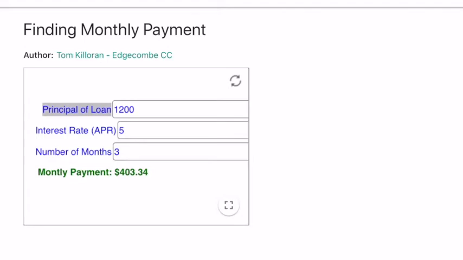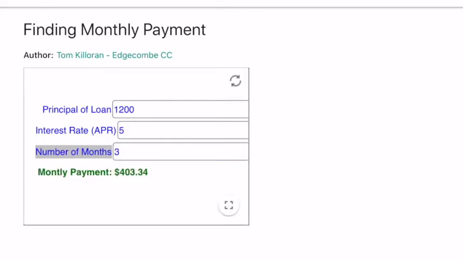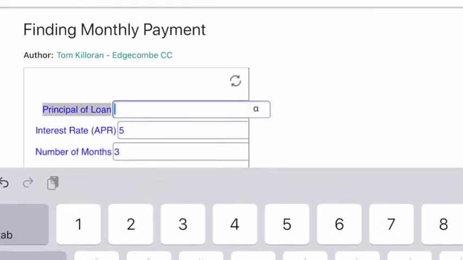So we have a principal of a loan, and that's what would be entered here at the top. How much are you going to borrow? The interest rate, but not as a decimal. So if it's 5% interest, you just put 5 in there. And the number of payments, or the number of months that you're going to be paying this off over, would go in here. So our loan was $1,200. The interest rate was 5%, and I wanted it done in 3 payments. So the correct payment to get the balance really close to zero would have been $403.34.